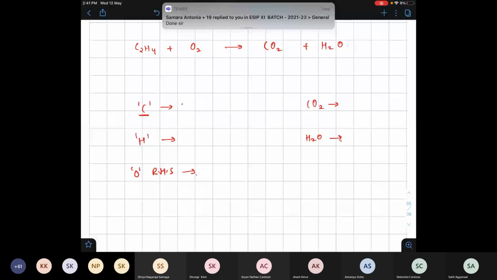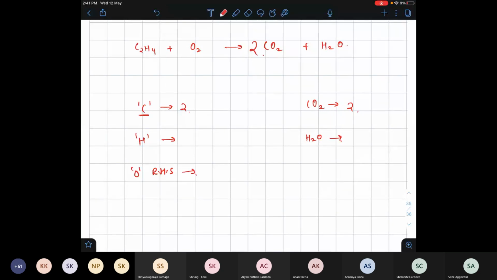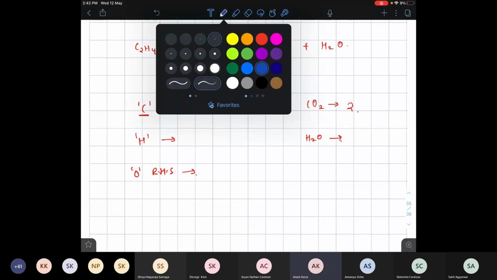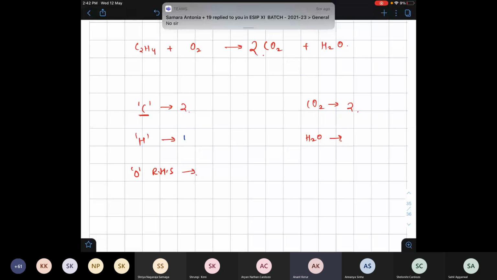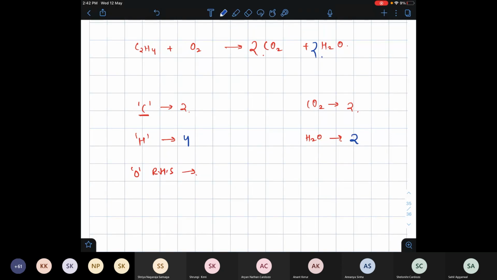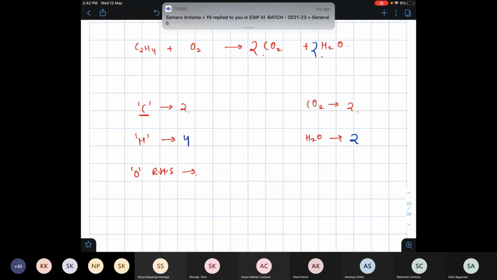Carbon atom left hand side 2, CO2 will also be 2. Any doubt in CO2? No. Hydrogen atom 4, then water will be 2. Total oxygen right hand side: 6. 4.